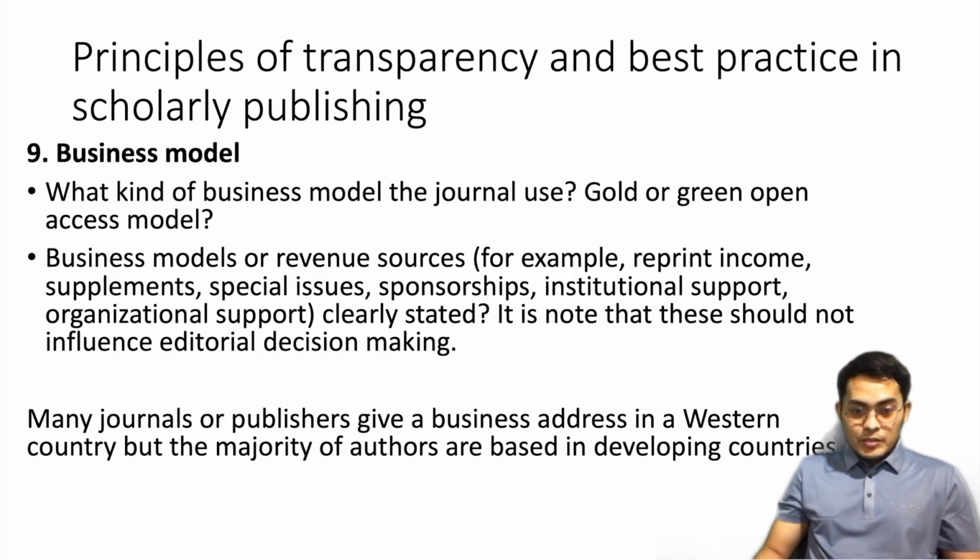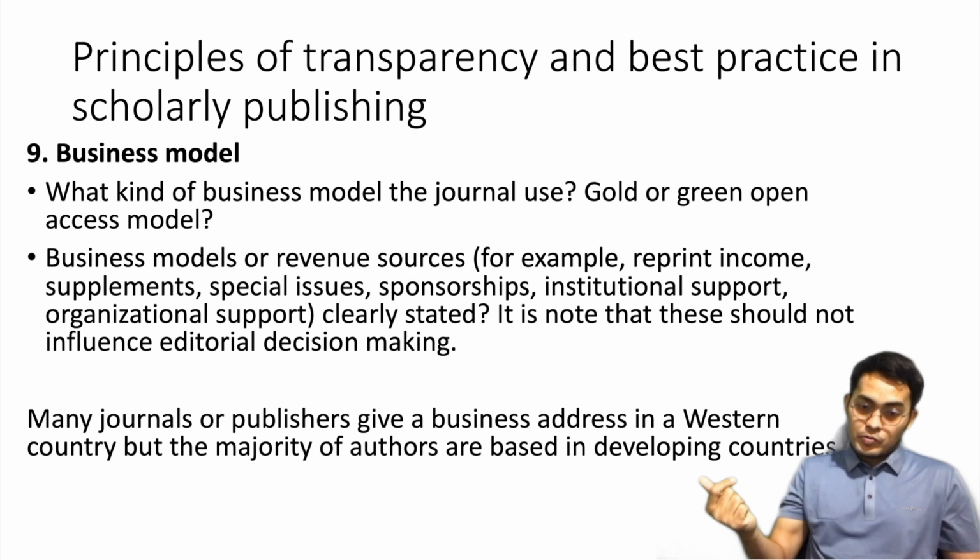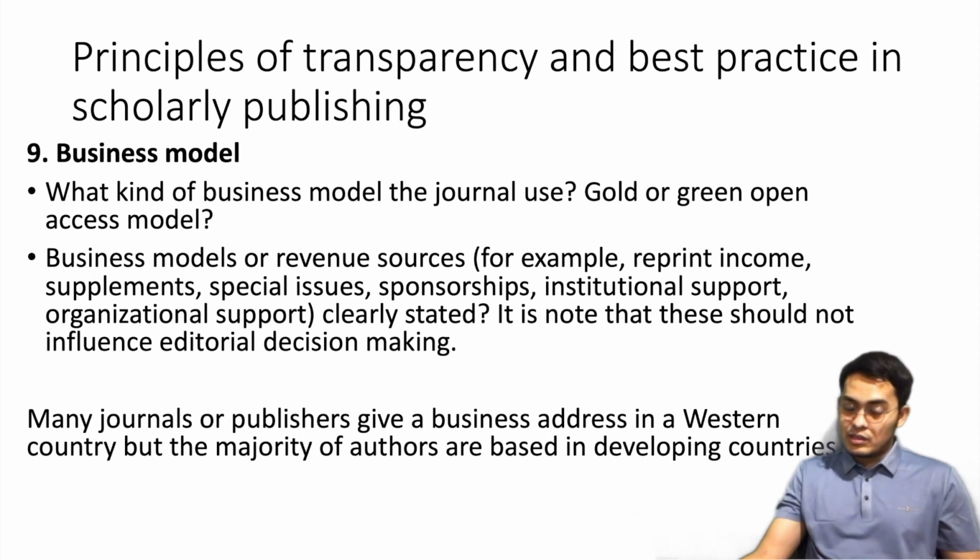Alright, the 9th is about the business model. On the website, they need to be able to differentiate between gold and green open access. Gold open access, as I mentioned earlier, is paid by the authors, and green open access is like the subscription model. So they have an embargo period, so we cannot archive the articles in an institutional repository until the embargo period is finished.